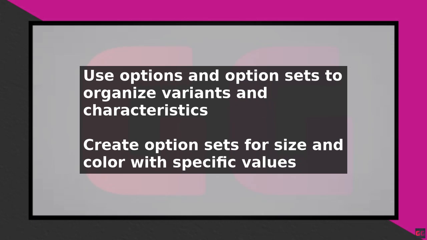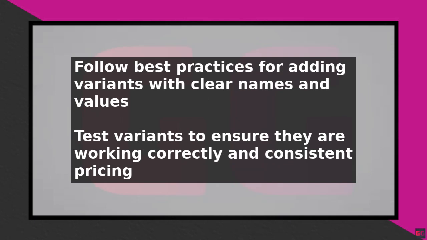To organize your variants, you can use options and option sets. Options are the characteristics of a product, such as size or color, and option sets are the specific values for each option. For instance, you can create an option set for size with values small, medium, and large, and another option set for color with values red, blue, and green. You can then assign these option sets to your product variants.